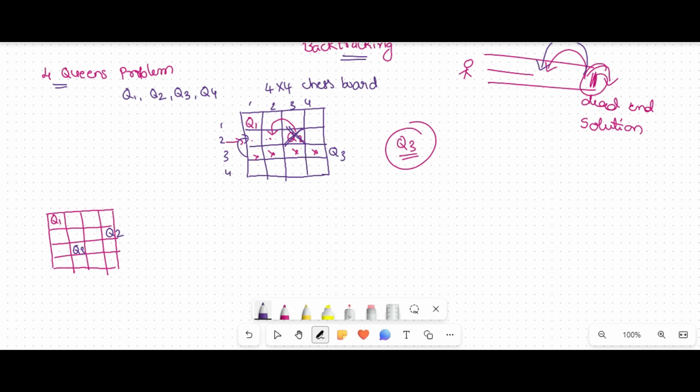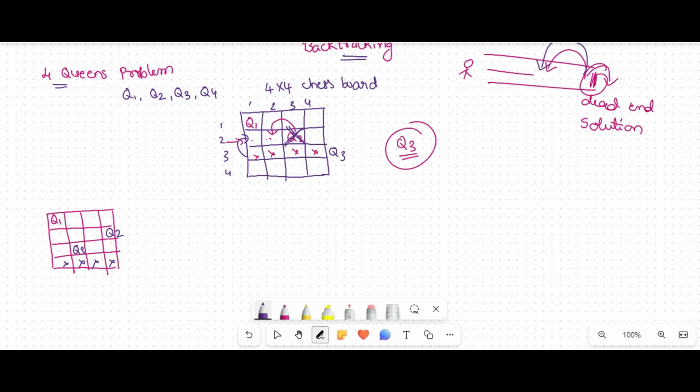So here this is not the same diagonal, this is not the same diagonal. Okay, so now where can you place Q4? You can't place Q4 here. You can place Q4 here. Why? Because same diagonal. You can't place Q4 here. You can't place Q4 here. Why? Because here it is again same diagonal.